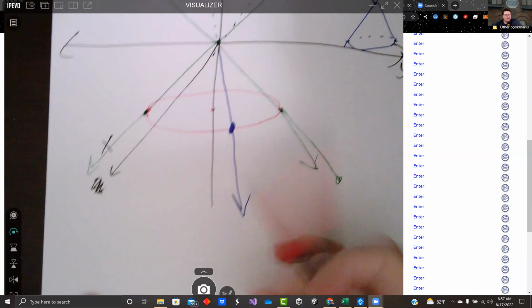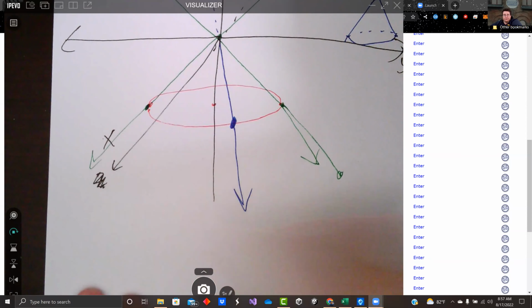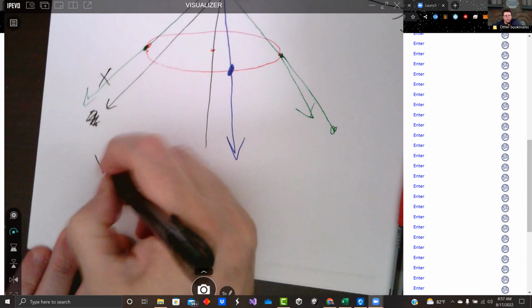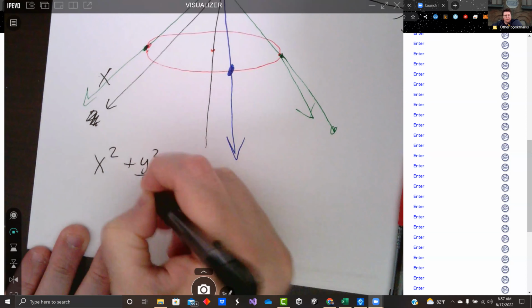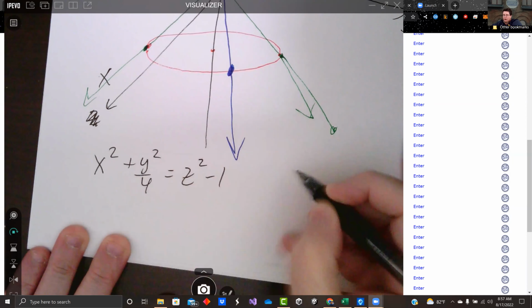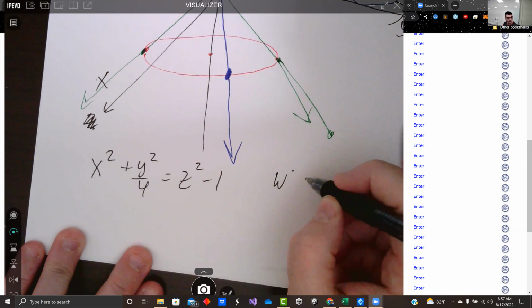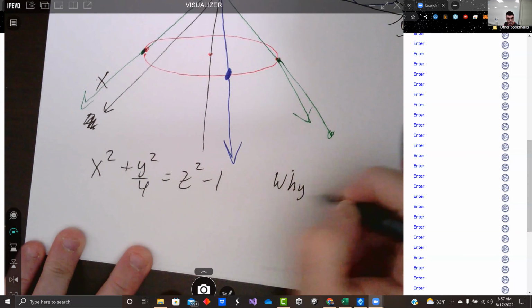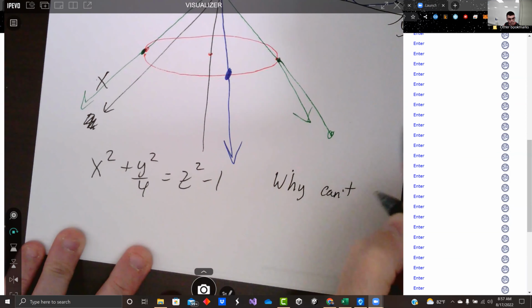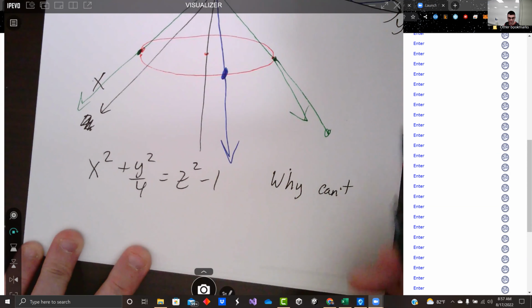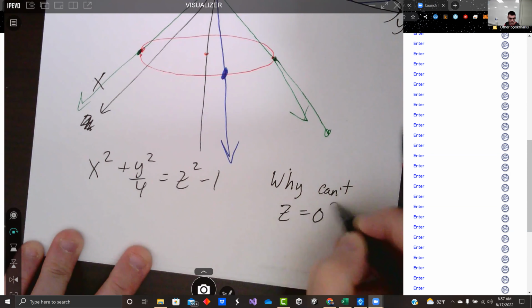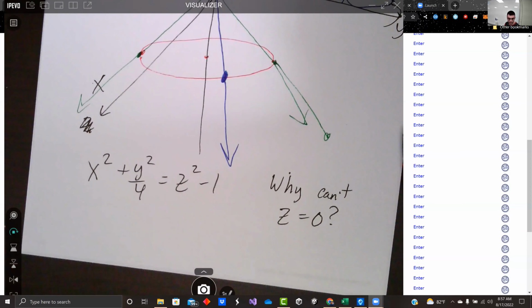So the question was, this is from the lecture notes. If we've got x squared plus y squared over 4 equals z squared minus 1, why can't z be 0? What's the question again, Brandon? They were wondering why z couldn't be 0, because in this situation z has to be greater than 1 or less than -1.